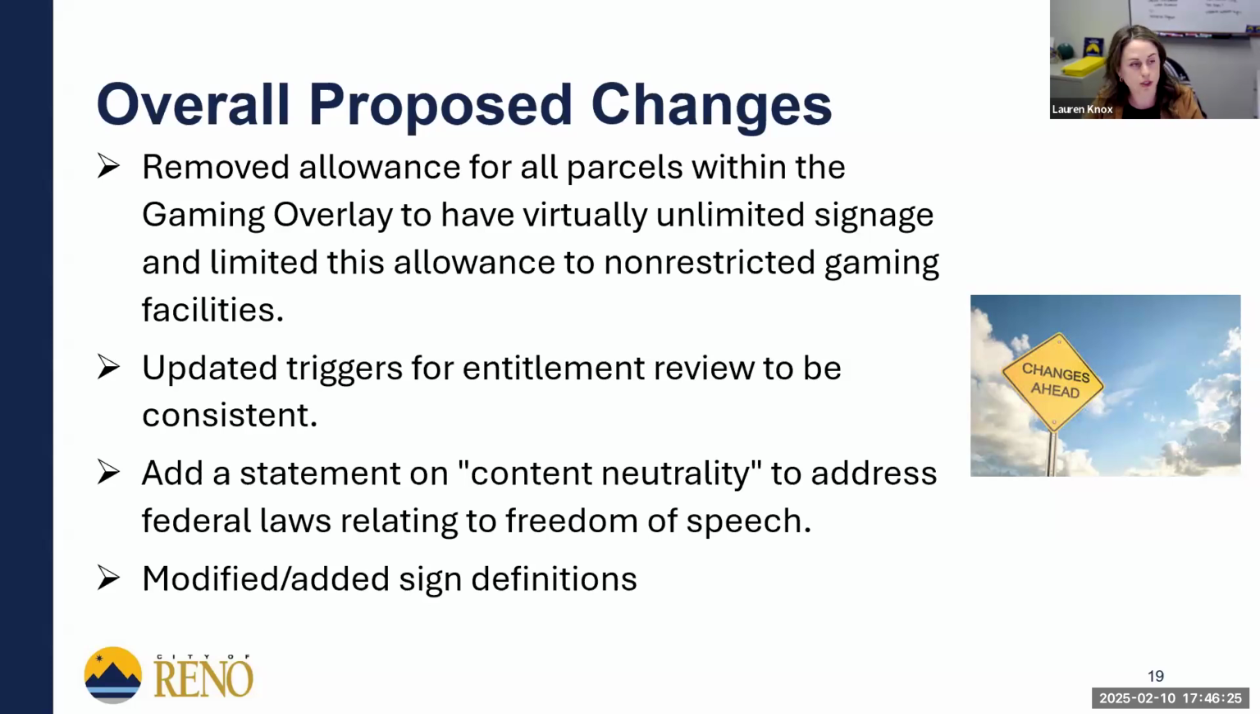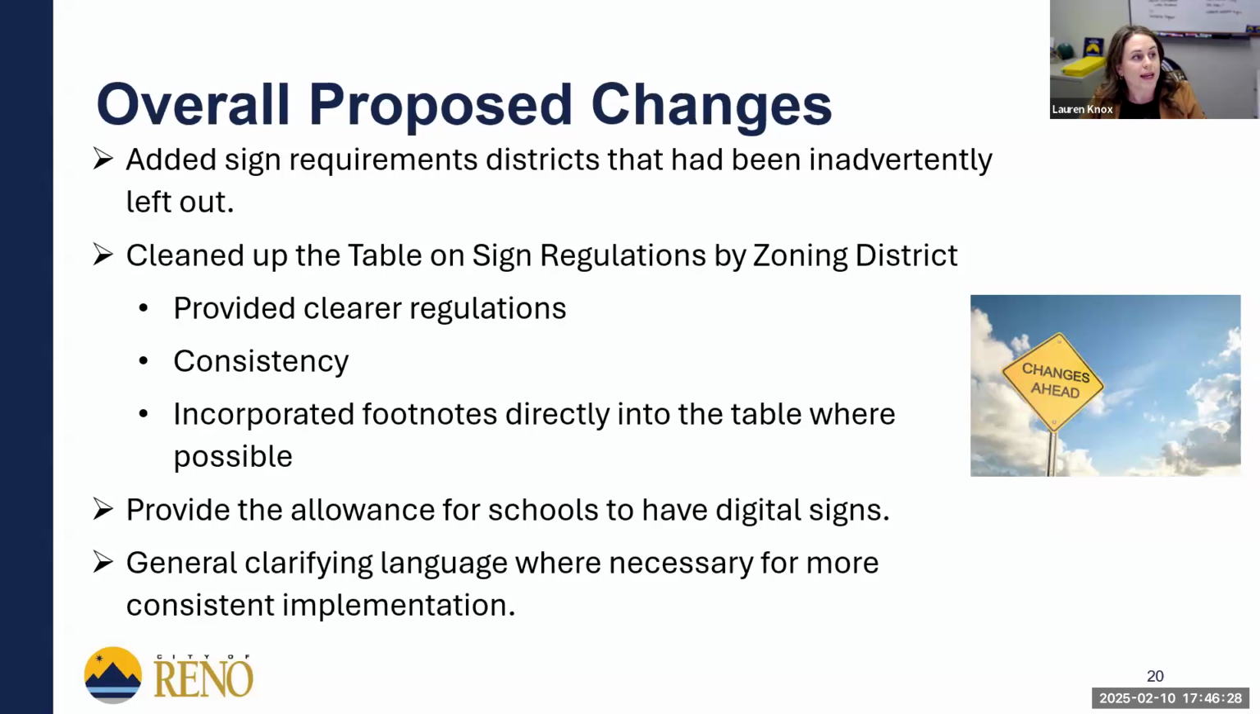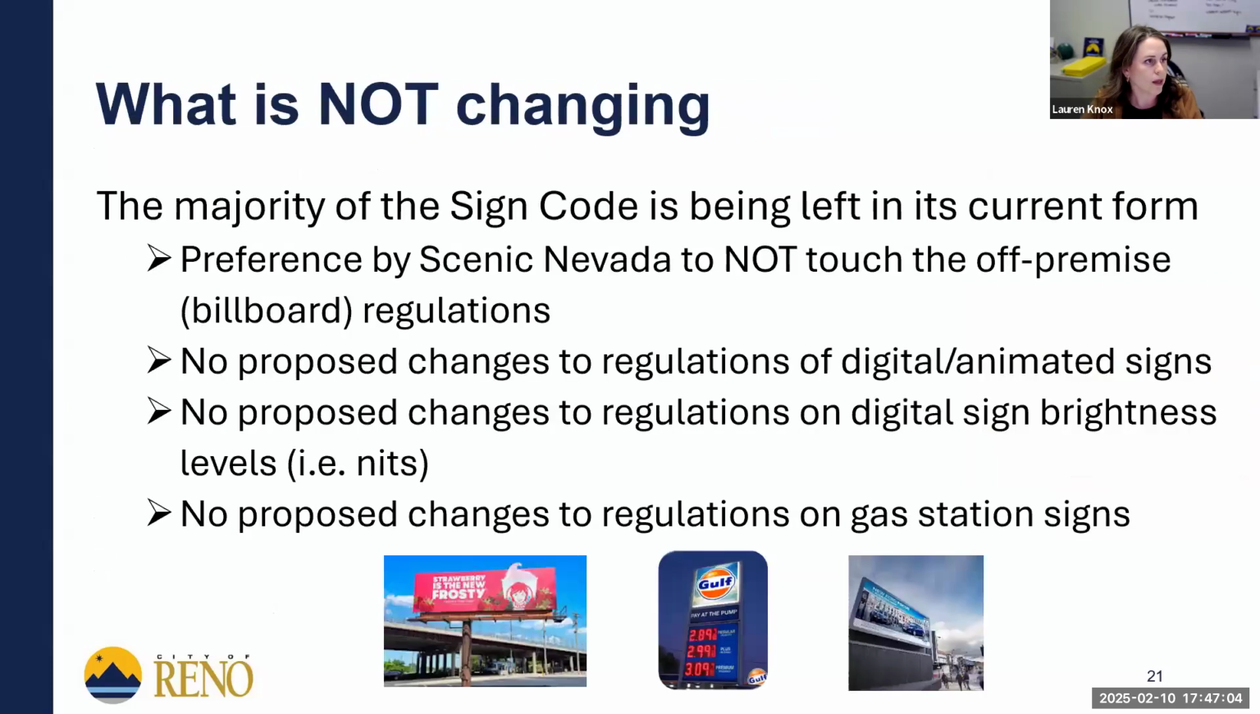We added a statement on content neutrality. We modified or added some definitions where necessary. We added sign requirements for districts that were inadvertently left out of that sign regulation table. We cleaned up that table again, to be a little more clear on what we're doing there and what we're expecting, be clear and consistent, and then incorporated those 14 footnotes directly into the table where we could, to make it a little more user-friendly. The second draft also includes providing an allowance for schools to have digital signage, and then any general clarifying language that was necessary for implementation. As we were going through this process, we recognized that something didn't make sense, or we needed to clean that up as well.